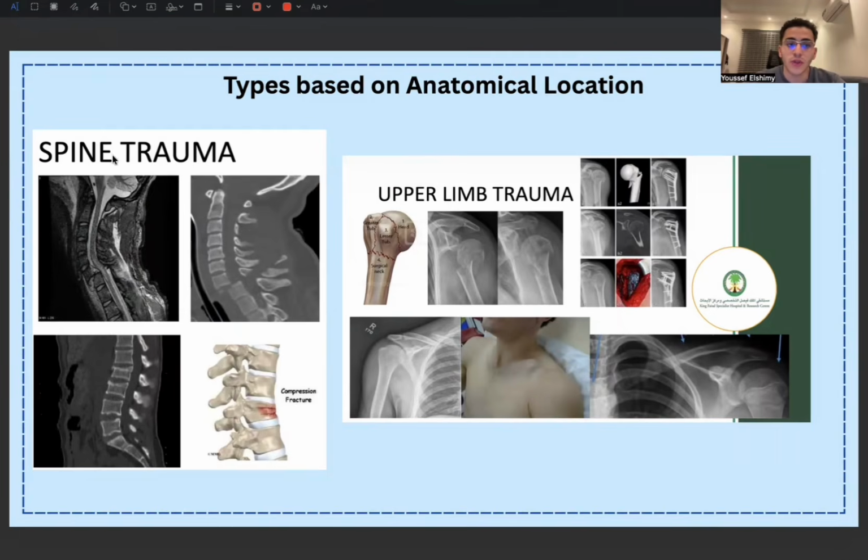So we can have spine trauma, things that affect the vertebral column as well as the spinal cord. And whenever you have spine trauma, you have to assess whether the nerves are still functional or not, because depending on that, treatment differs. You can just have a small minor fracture in the spine, but the nerves are still intact. But in other conditions, you can have a lot of fractures in the spine as well as damaged nerves, so it needs more intervention. Then we have upper limb trauma, and we talked about the proximal humeral fracture.